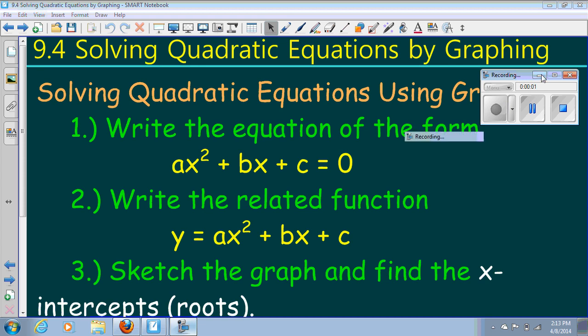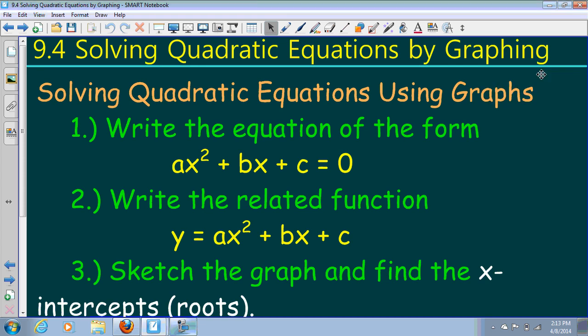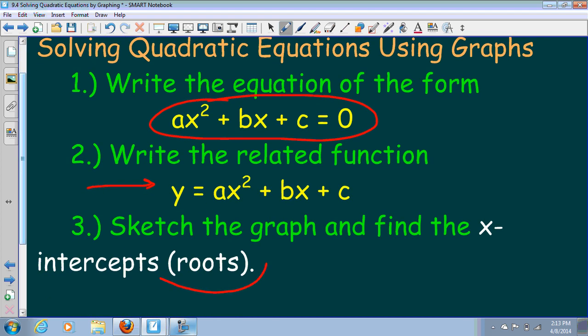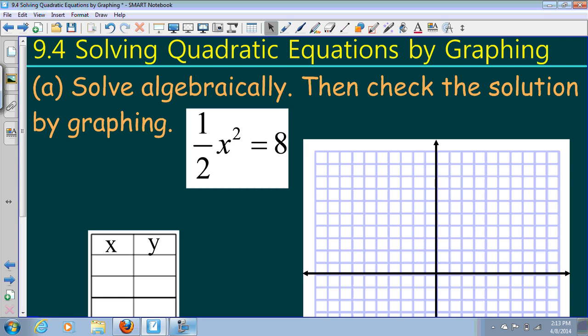Okay, this is video 3, the final one of this packet, solving quadratics by graphing. We're going to look at a couple different things here. But you'll notice that we're still talking about the fact that we have a standard form equation as a function. We're going to talk about the x-intercepts, or the roots, okay? The x-intercept is when y equals 0. So we're going to talk about solving algebraically and then check by graphing.